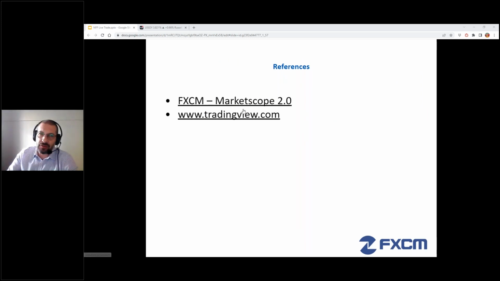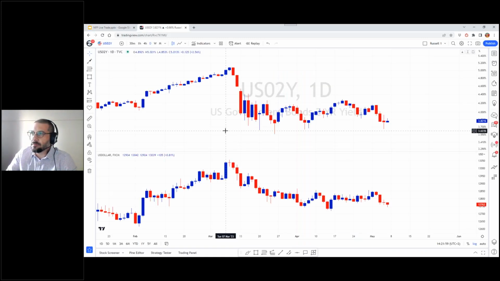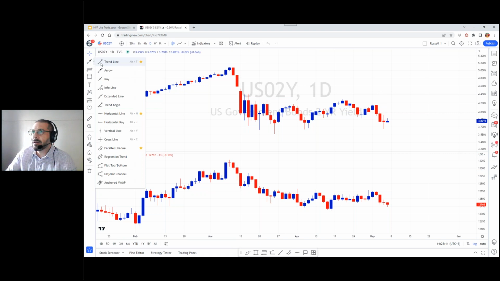And we'll be looking at MarketScope, possibly TradingView. On MarketScope we're going to be trading a live trade on a live account. I've got TradingView open here. I've got the 2-year yield at the top and the US dollar at the bottom, and you can see there's a fairly obvious correlation here.